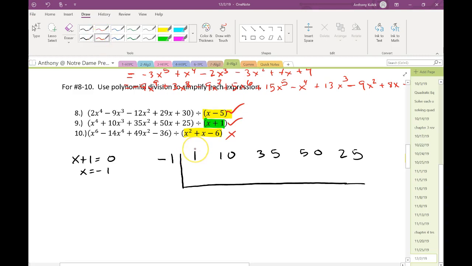So now we're just going to do the same synthetic substitution process that we've learned earlier. Bring the 1 down. Negative 1 times 1 is negative 1. I add down, I get 9. Negative 1 times 9 is negative 9. Add down, I get 26. Negative 1 times 26 is negative 26. I add down, I get 24. And negative 1 times 24 is negative 24. I add down, I get 1. Guess what? We're done dividing.